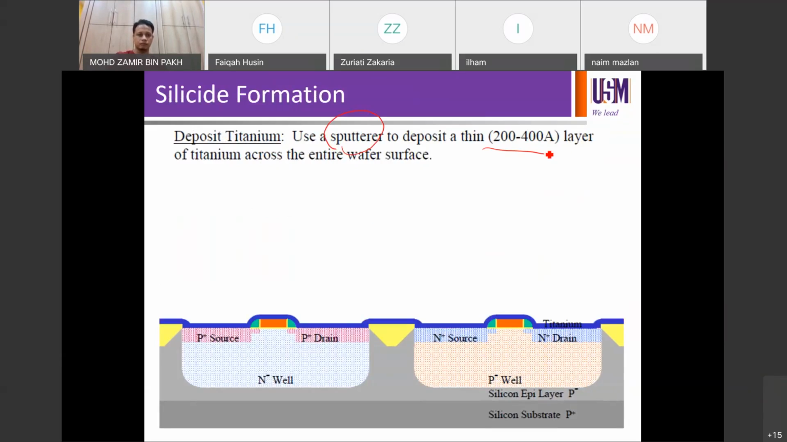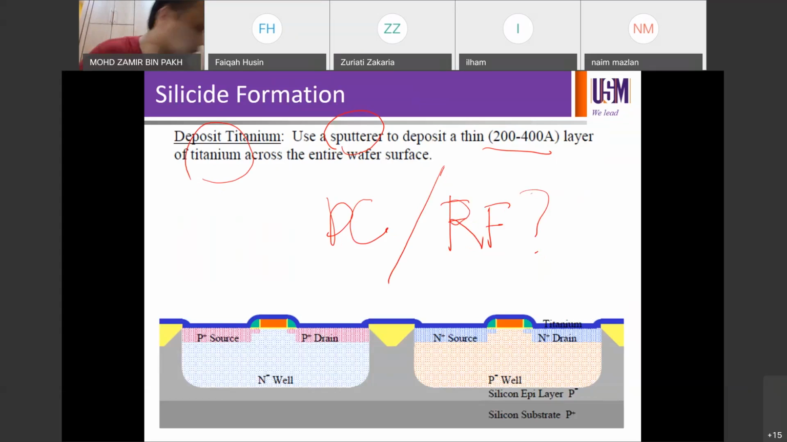So metal. How would you deposit titanium by sputtering? Are you going for DC or RF? DC or RF? If you have metals, would you use DC or RF? Anyone? RF? Well, you can use RF, but can you use DC as well?